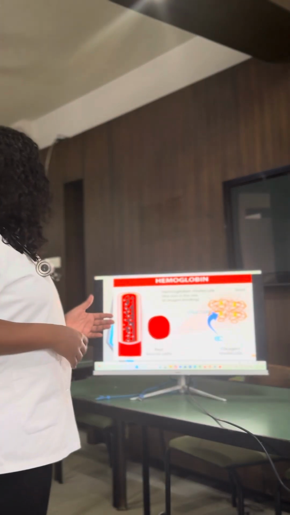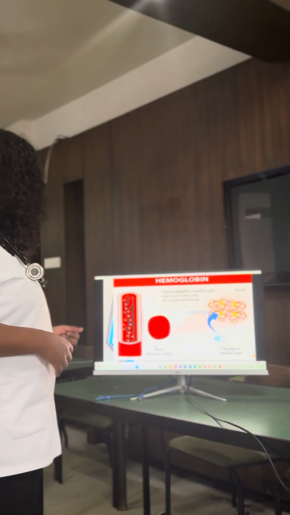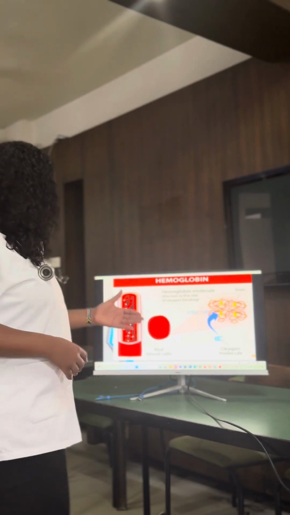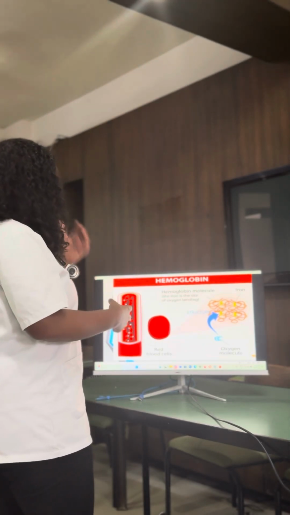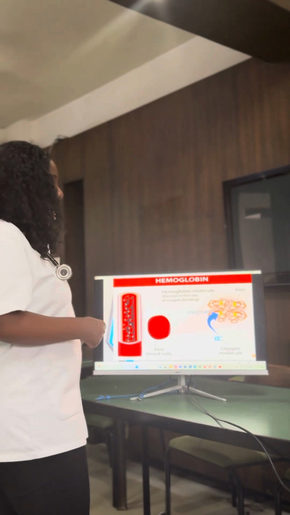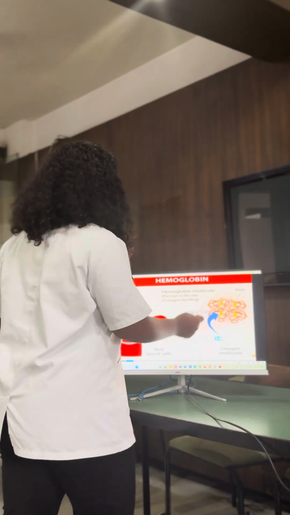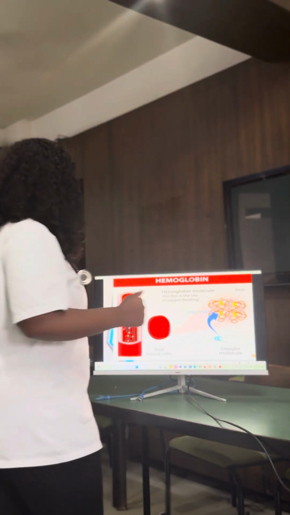Here I have a 3D structure of hemoglobin, and as we can see, here is the red blood cell, and here is an opening that shows us the structures and how it binds with oxygen. As I had said, oxygen binds with the heme of the molecule.